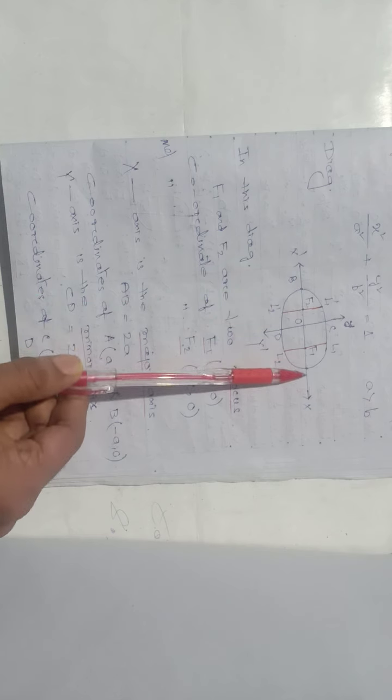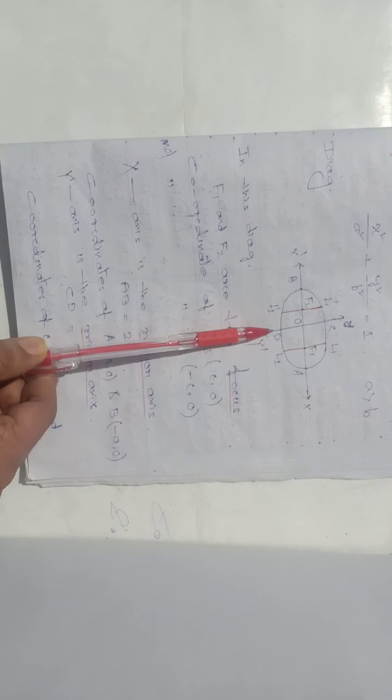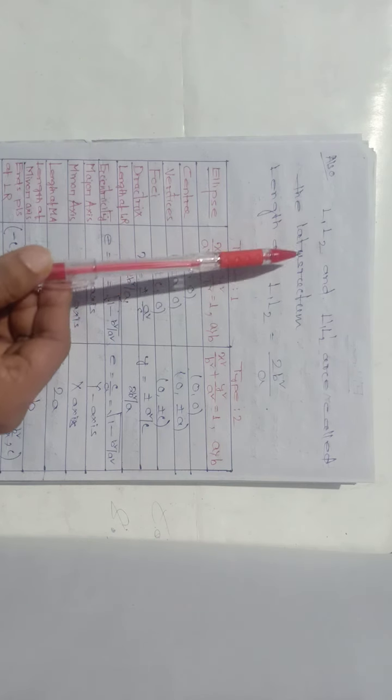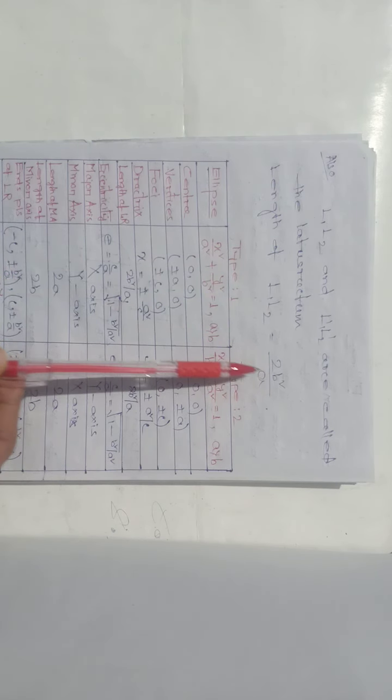So the length of the major axis AB will be a plus a, twice a, and length of minor axis will be twice b, right? Coordinate of C will be 0, b, and coordinate of D will be 0, minus b, right? Next, as I have told you, the chord which passes through the focus is called latus rectum. The length of this latus rectum will be 2b square by a.